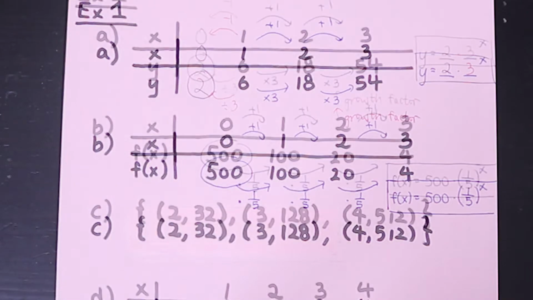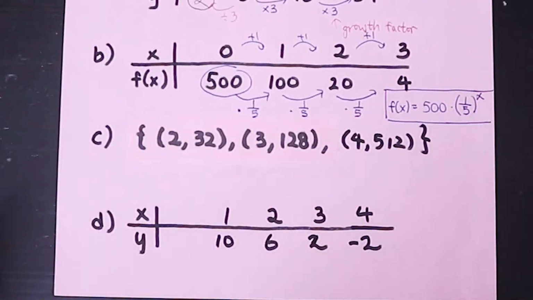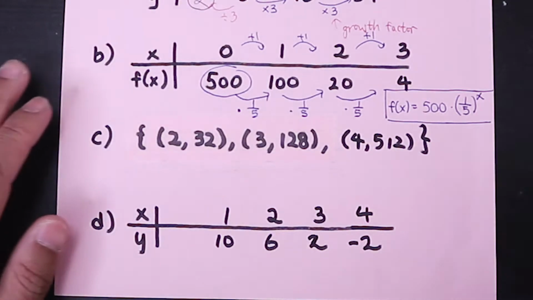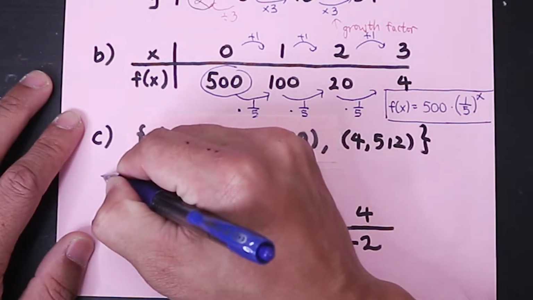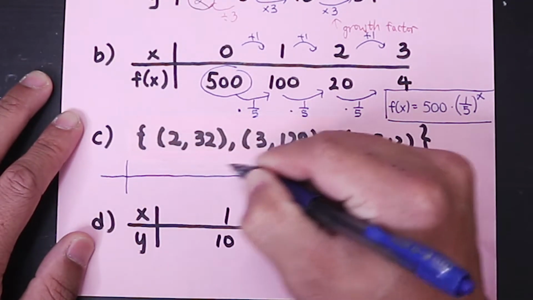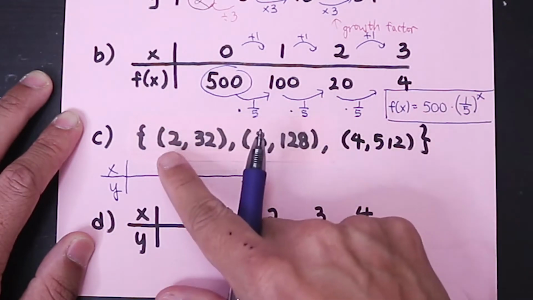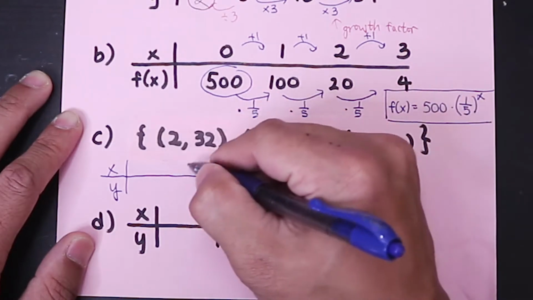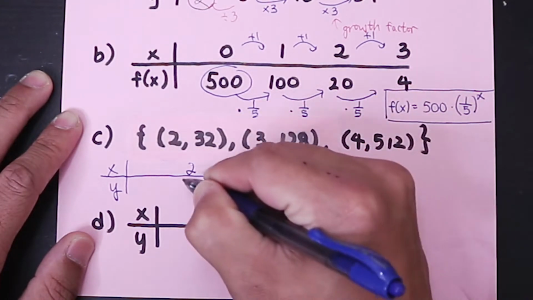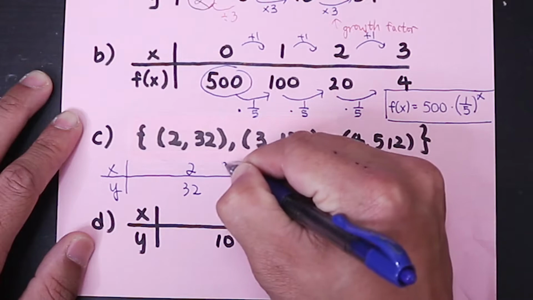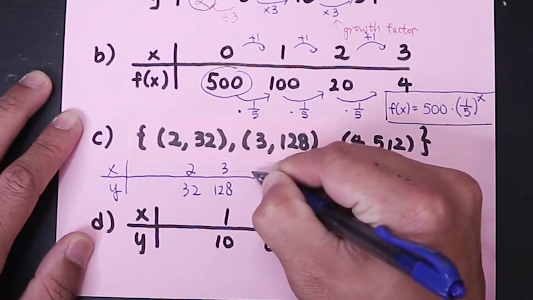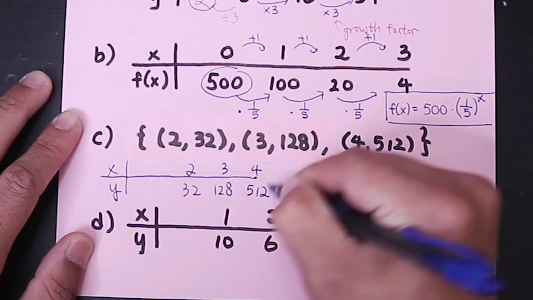Easy, isn't it? In part C, it's very, very similar. What happens if you don't have a table, if you have ordered pairs? We do the same thing. If you don't have a table, why don't we create a table? Let's create a table with the x and y values. We're going to leave some space because the x value starts at 2, so we can backtrack later. So 2, 32; 3, 128; and 4, 512.